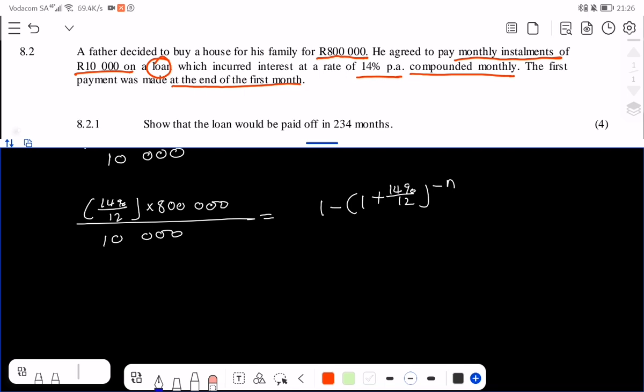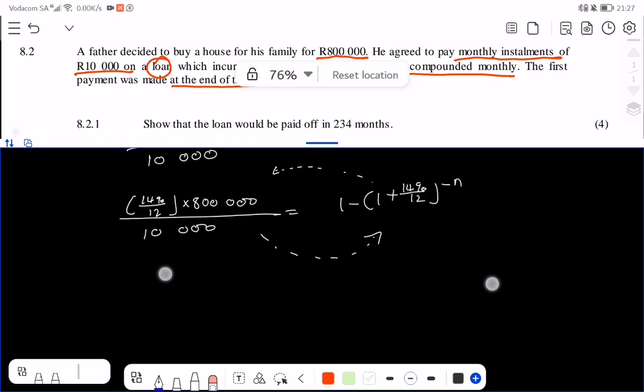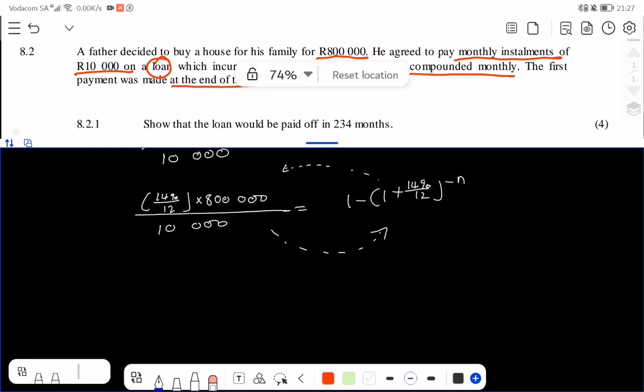Okay, so what I'm going to do now here, I'm going to take this fraction on my left hand side to the right hand side, and take this information with the exponent of this negative n to my left hand side. So I'm going to have 1 plus 14% divided by 12 to the power of negative n. When I take it to the left hand side, it will be positive because it was negative.